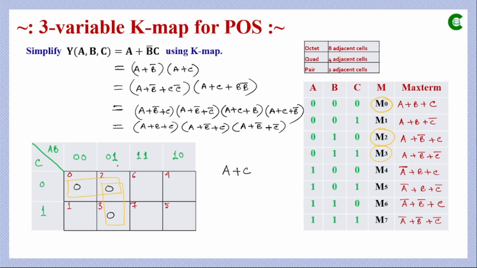And for the second group, the value of A is 0 and the value of B is 1, and those values are not changing. So in the second term we will have A, and for B we will have B complement or B bar, and the value of C is changing from 0 to 1, so that variable will be eliminated. So the most simplified answer of this Boolean expression will be A plus C and A plus B bar. These two are sums, and then the product of these two terms.